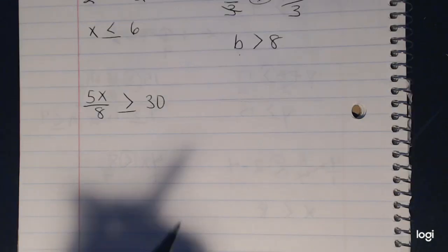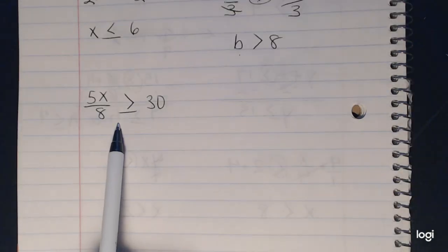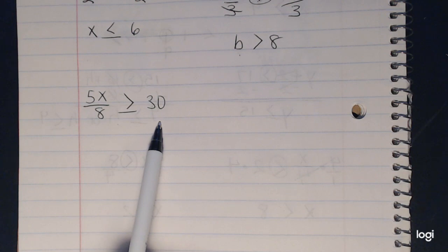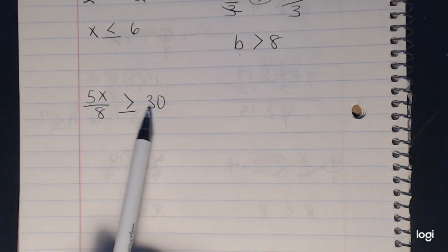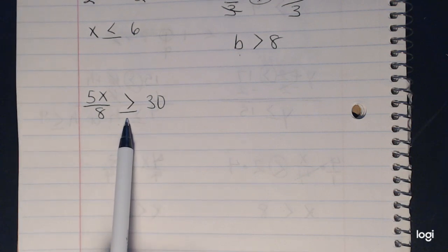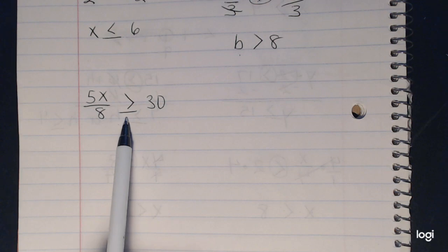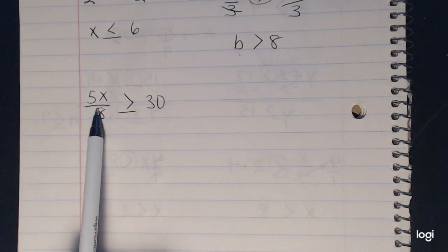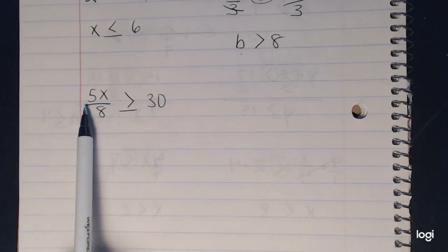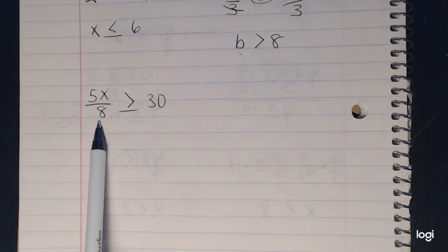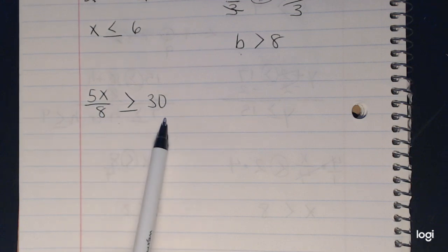All right, so I'm going to do another one like this. I don't want you to solve it yet because I want to show you a different way to solve it for those of my math students that want to do problems a little bit quicker. Okay, this is the same kind of setup as what we had up above here. This says 5x divided by 8 is greater than or equal to 30.